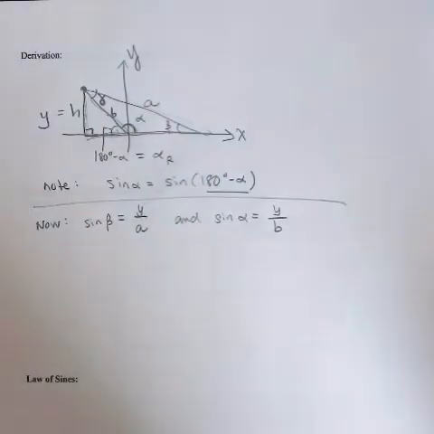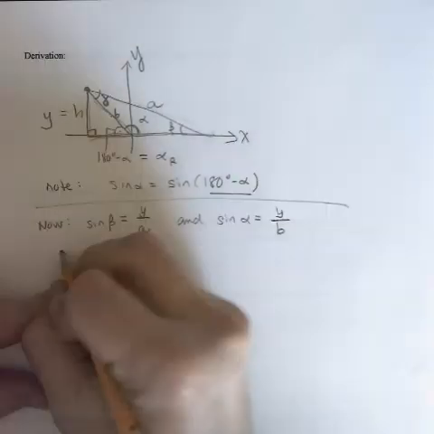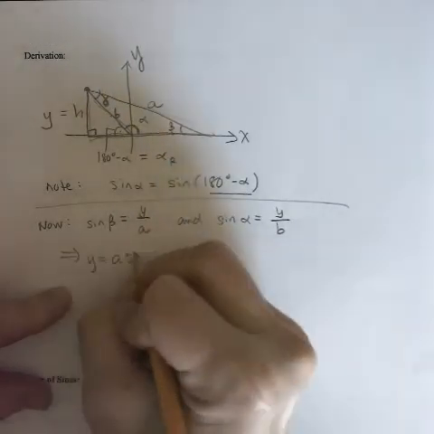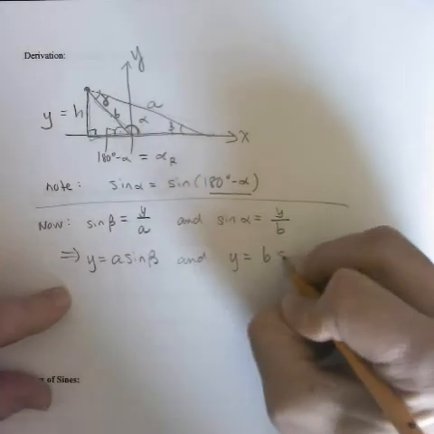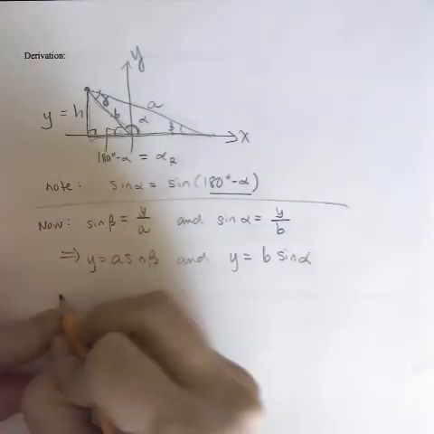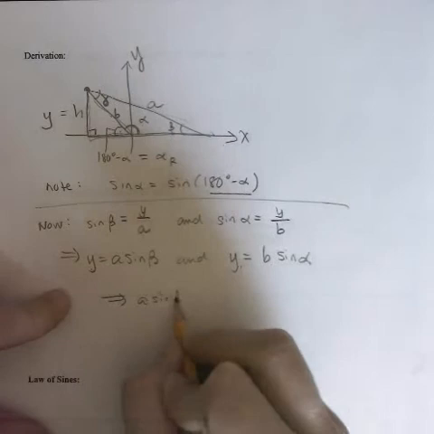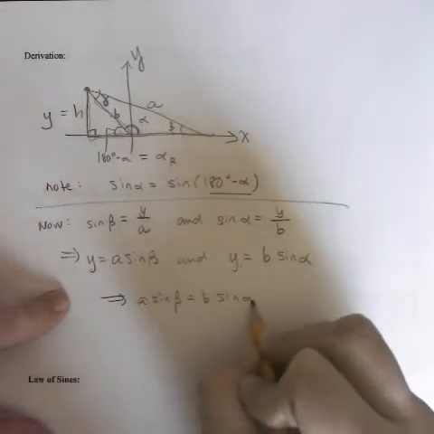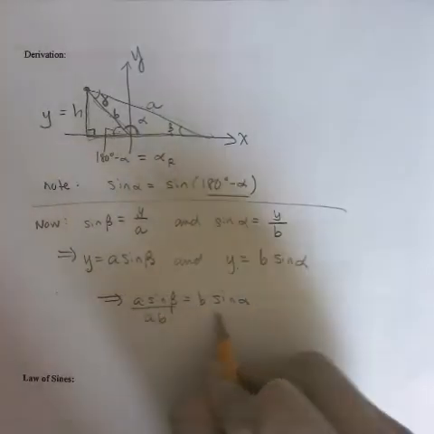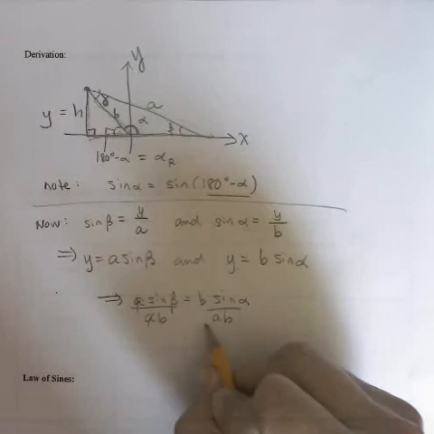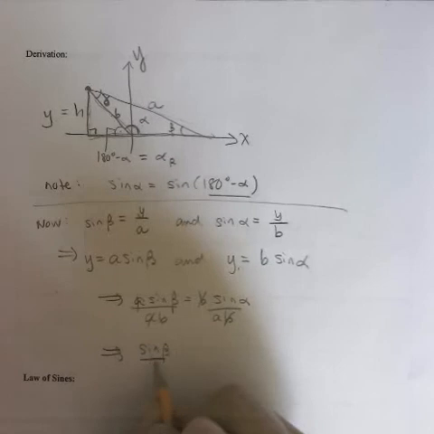So what I want you to notice is that these both have y in it, or h, whatever you want to call it. So y equals a sine beta, and y also equals b sine alpha. Well, since these are both equal to y, that would imply that a sine beta equals b sine alpha. And if I divide both sides by ab, I get one of the formulas. This implies that sine beta over b equals sine alpha over a.